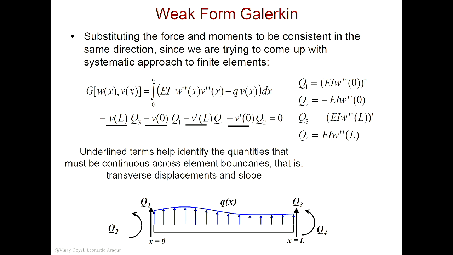For the bar problem, we also found that the displacement was the one that had the essential boundary condition specified. That means that displacement has to be continuous across element boundaries. Is that clear how you figure that out? Okay, go ahead please.